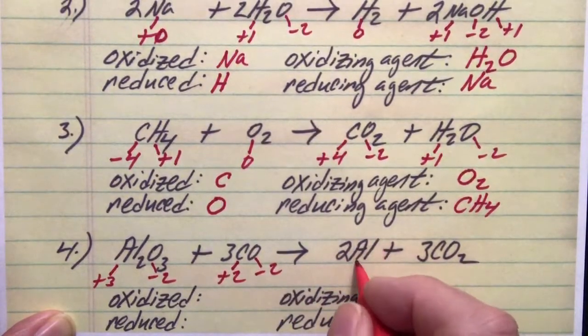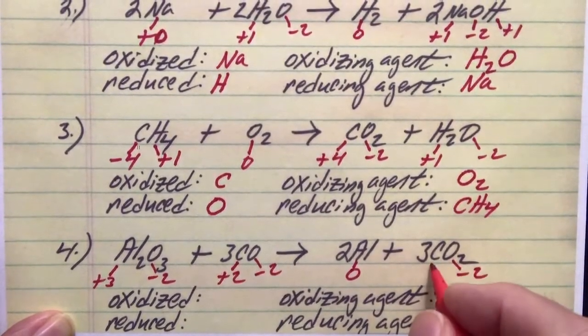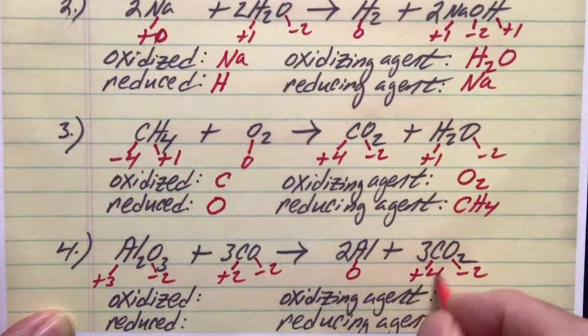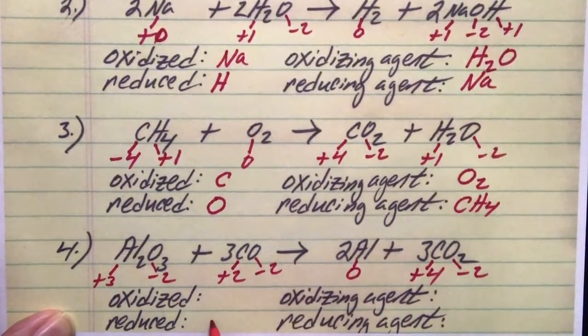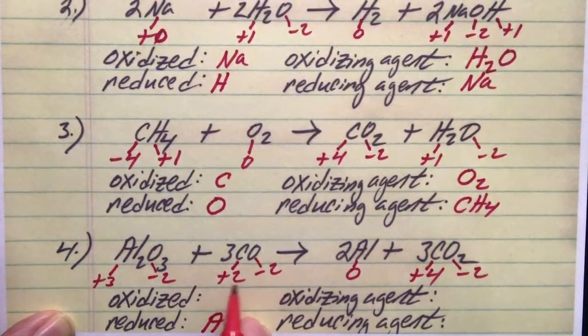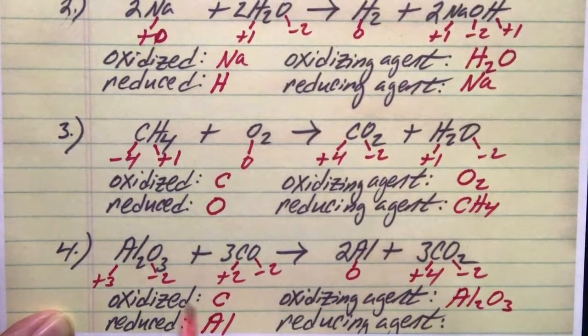Aluminum, atom in its elemental state, 0. And carbon dioxide, oxygen's a -2, so the carbon must be a +4. Right. So aluminum went from a +3 to 0. So aluminum was reduced. And carbon went from a +2 to a +4. It increased, and so it was oxidized. What caused the carbon to be oxidized was reacting with aluminum oxide. So aluminum oxide is our oxidizing agent. And what caused the aluminum to be reduced? It was reacting with carbon monoxide.